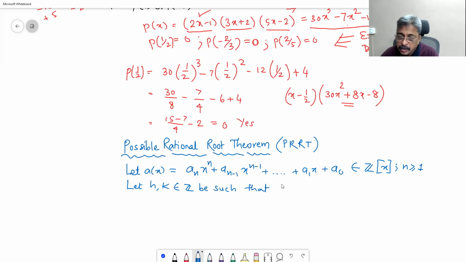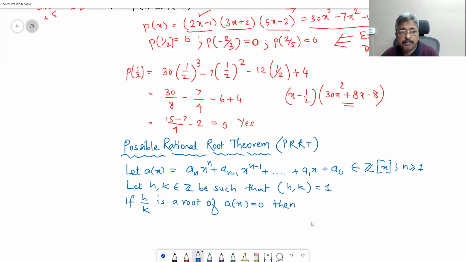GCD of h comma k is equal to 1. If h upon k is a root of a of x is equal to 0, then, now I am not completing the statement of this theorem. We will figure out what should be the condition that we should get so that h by k is a root of a of x is equal to 0. That is what is the interesting part.